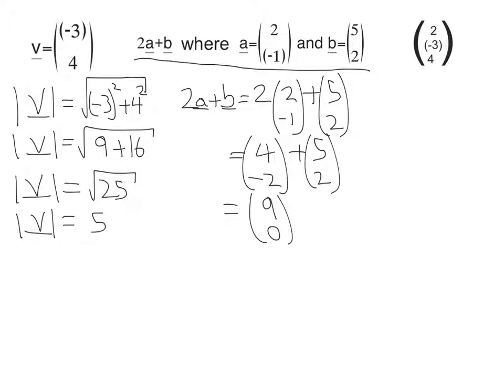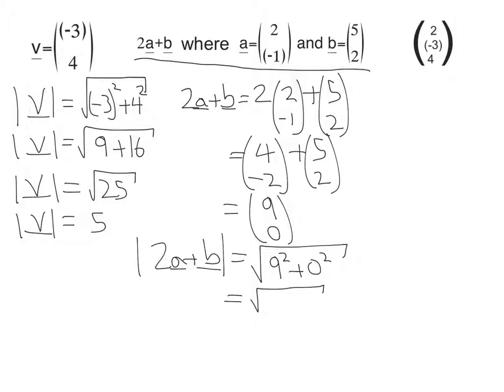So to work out the magnitude of 2a plus b, we do the square root of 9 squared, the first component, plus the second component, 0 squared. So we are going to have 9 squared is 81, plus 0 is 81. So that's 9.